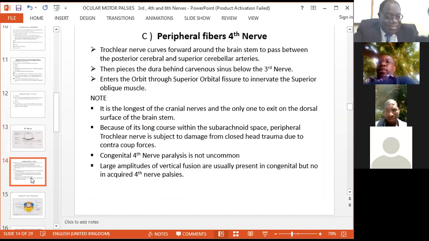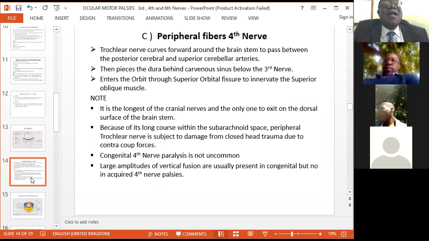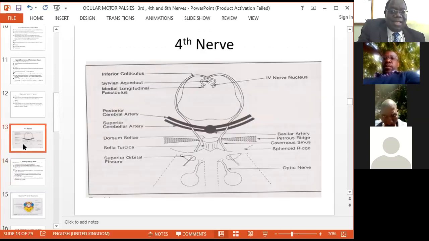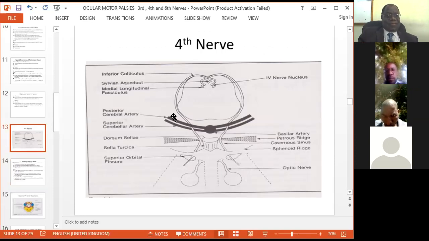Peripheral fibers, these are the ones now coming out. The trochlear nerve curves around the brainstem to pass between the posterior cerebral and the superior cerebellar arteries. I think this was shown more clearly here. These dark structures, these are the blood vessels, the arteries. So it passes in between. What it means is that suppose there is a lesion of these arteries compressing the nerve here.